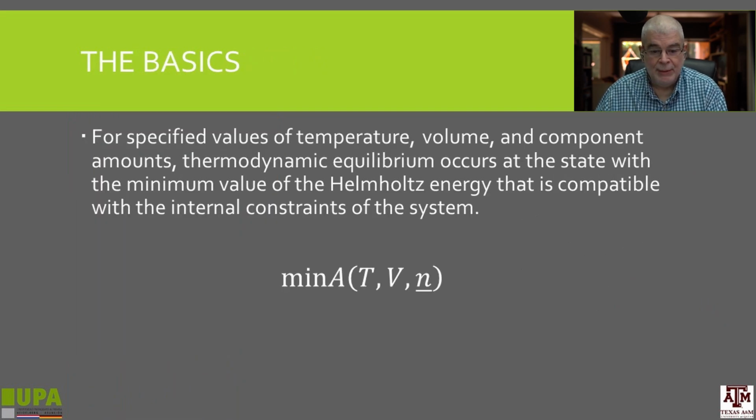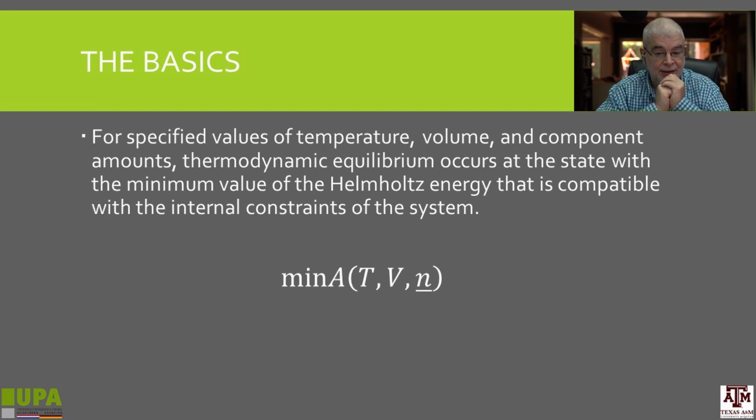So in a problem such as this one, in which I have specifications of temperature, volume, and component amounts, basic thermodynamics tells us that the state of equilibrium can be calculated by minimizing the Helmholtz energy compatible with the internal constraints of the system. Of course, the internal constraints play a role. If it's free, so there is no membrane, nothing, then it will just be a phase equilibrium with specifications of TVN, and I can solve this problem by minimizing the Helmholtz energy.